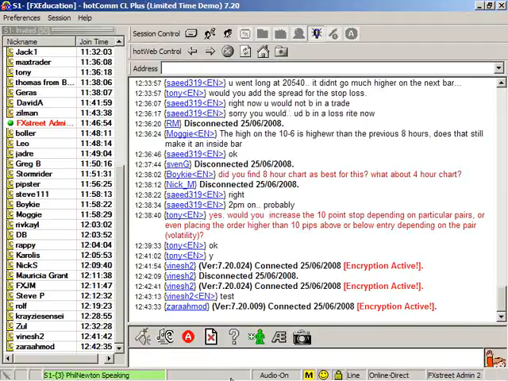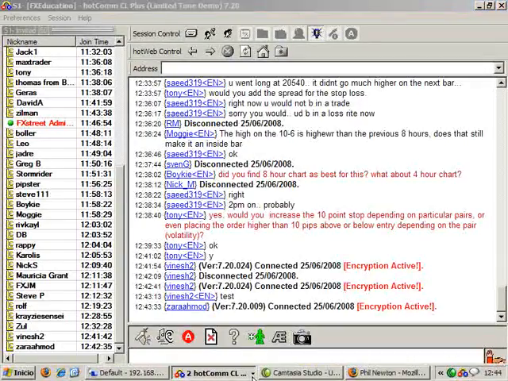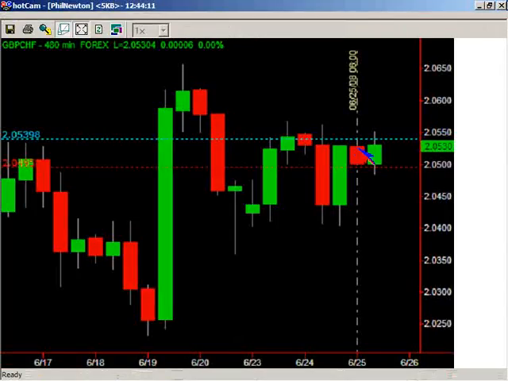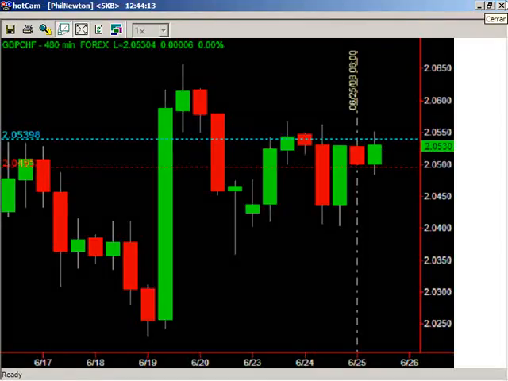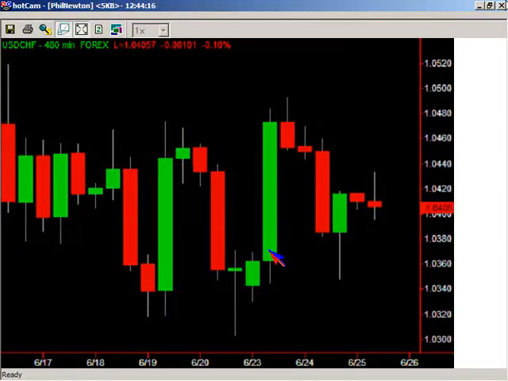Inside bar, identified the trade, identified the direction. The prior bar is up, looking for a long trade. This one technically live. We've currently just sat on a paper loss at the moment. Dollar Swiss, similar to the euro. Inside bar, prior bar is up, looking for a long trade.